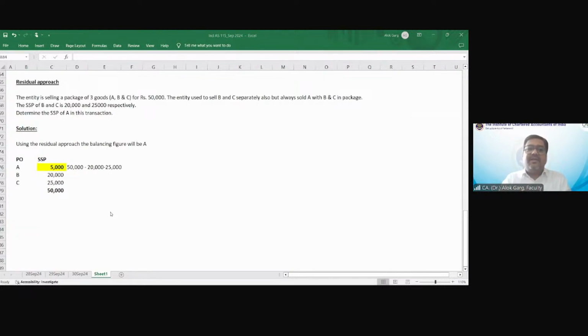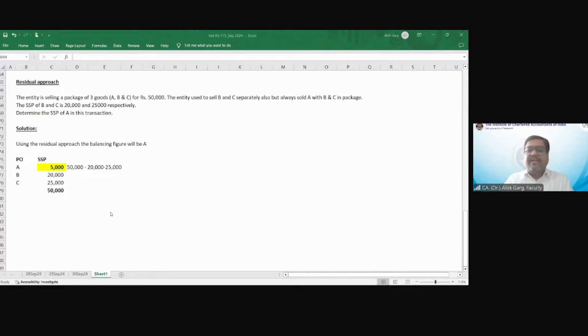Now question comes, sir, how to allocate the discount to the performance obligation if there are multiple buckets of the performance obligation, and the discounts are also provided in the smaller buckets out of the larger buckets. Sir, we haven't understood this aspect. Not to worry. Okay. So we'll explain this concept with the help of an example.